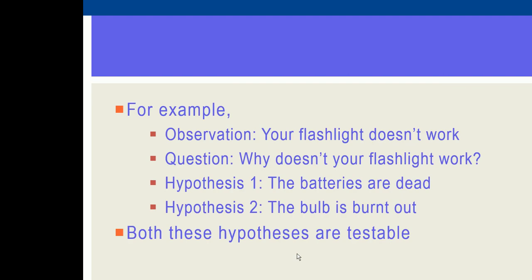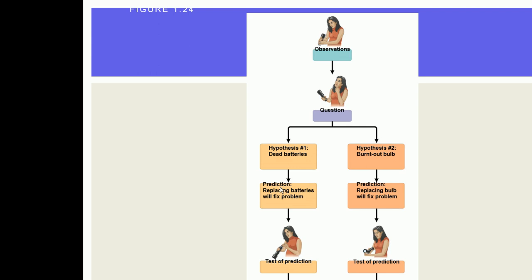Now this is an example of the scientific method which we follow in our daily life. So this is a girl, and you can see her flashlight is not working. This is her observation. Now a question comes to her mind: why is this flashlight not working?